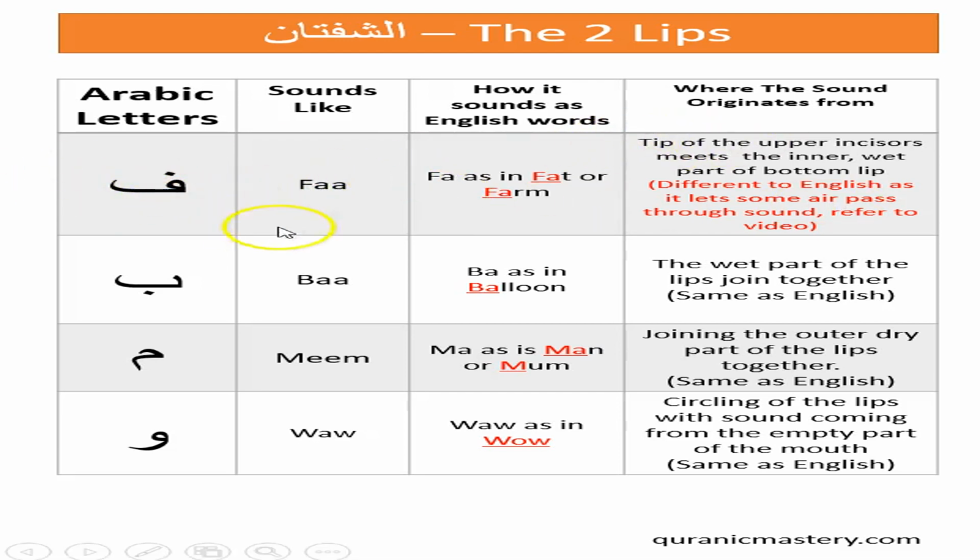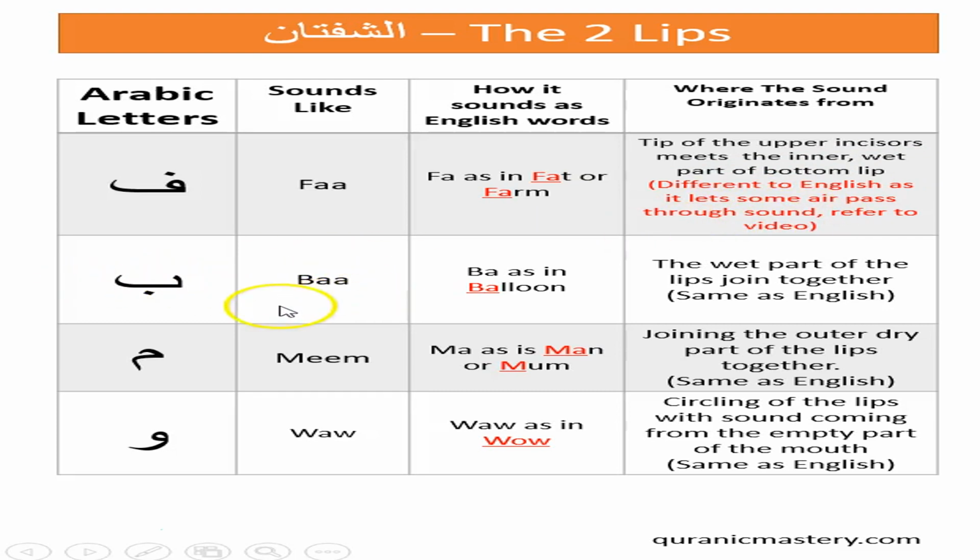The only difference is that we touch the wet part of the bottom part of the lip. So in English, when you say F, you touch the dry part. The teeth touch the dry part of the bottom lip. But in Arabic, you touch the wet part of the bottom lip, the inner wet part. Fa, fa, and it creates a little bit more air which goes through, air and sound.